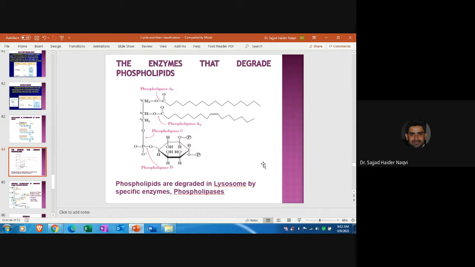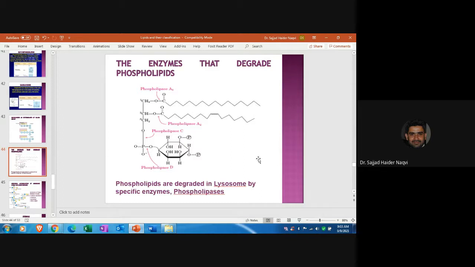Now, going forward, these phospholipids can be degraded by certain enzymes within the body, and the group of enzymes that are required to hydrolyze phospholipids are classified as phospholipases. The phospholipids are degraded by specific lysosomal enzymes, which are defined as phospholipases.